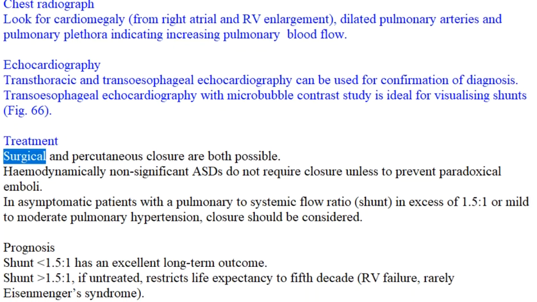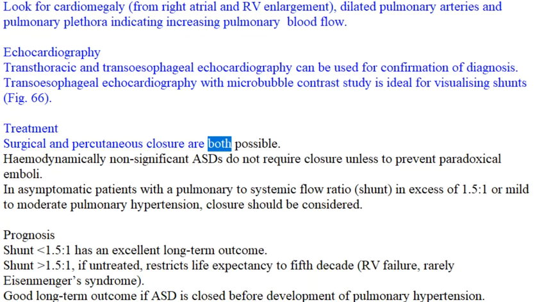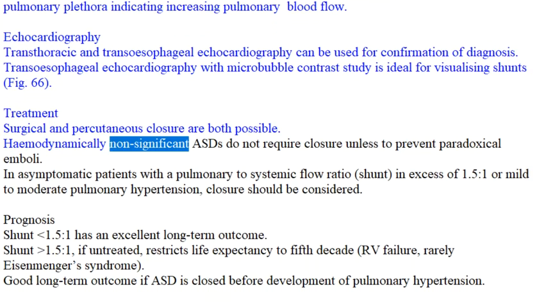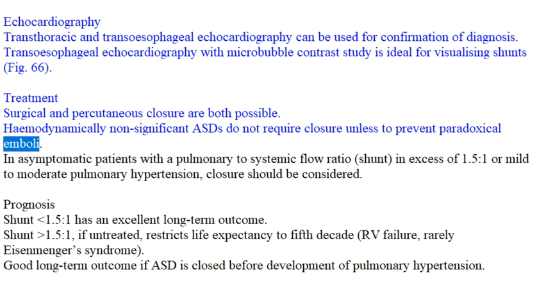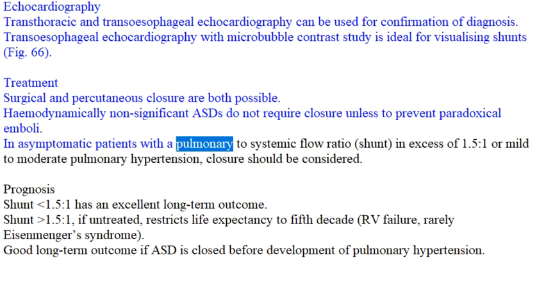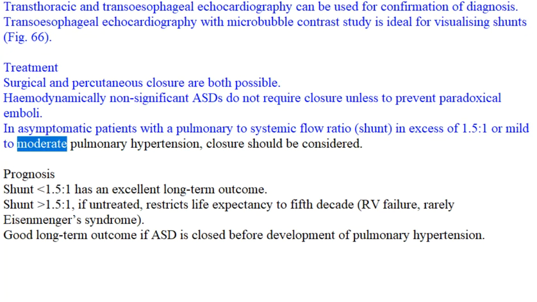Treatment. Surgical and percutaneous closure are both possible. Hemodynamically non-significant ASDs do not require closure unless to prevent paradoxical emboli. In asymptomatic patients with a pulmonary to systemic flow ratio, shunt, in excess of 1.5:1 or mild to moderate pulmonary hypertension, closure should be considered.